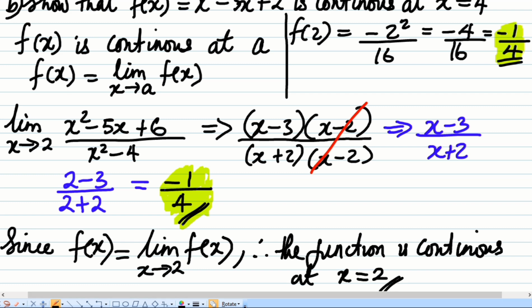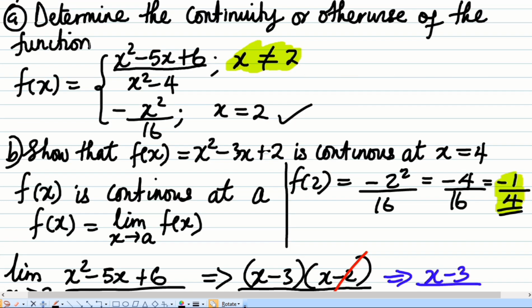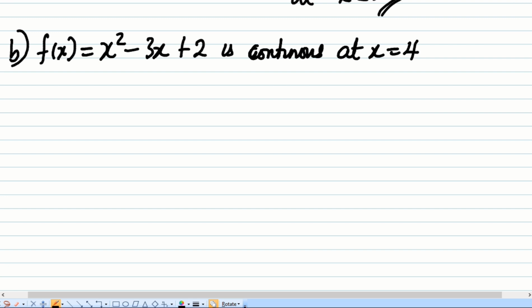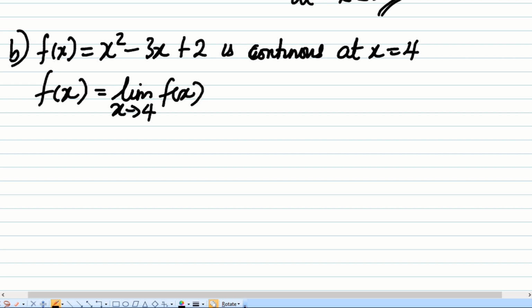Okay, so you can always rewind this video to make sure you understand the concepts before you go over to the next one. All right, let's go to the next one. For the next one, you want to show that this function is continuous at x equal to 4. So you know the relation, right? You know the condition. f of 4 must be equal to the limit as x approaches 4, since that's the point we're interested in, of f of x.